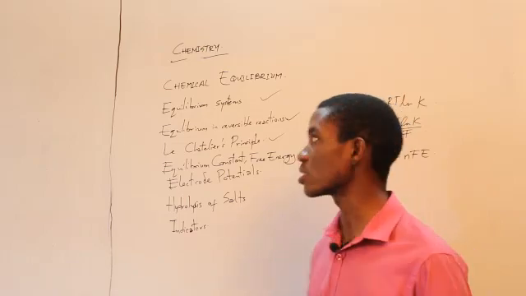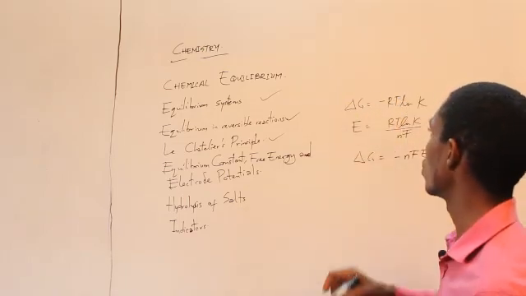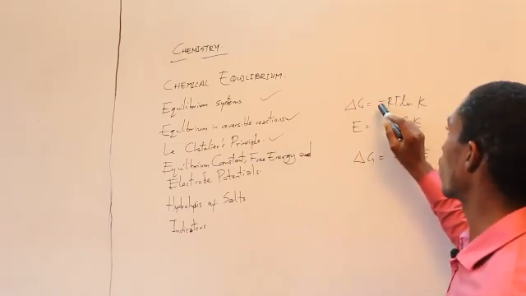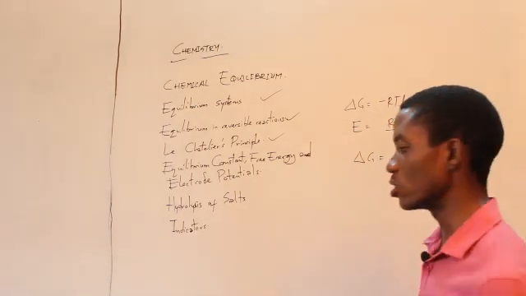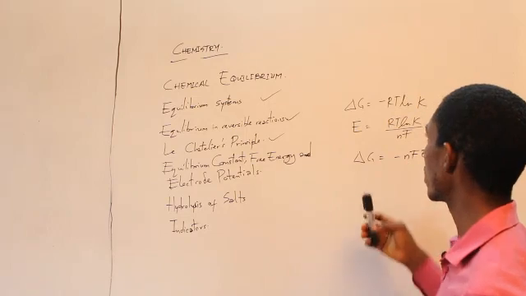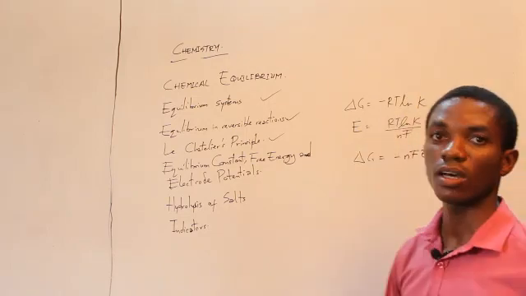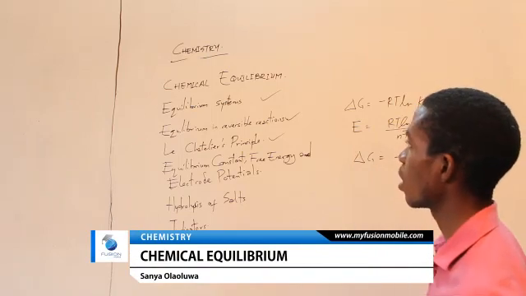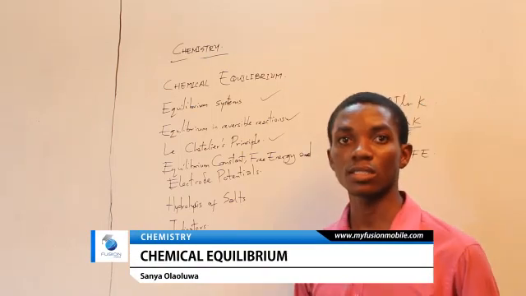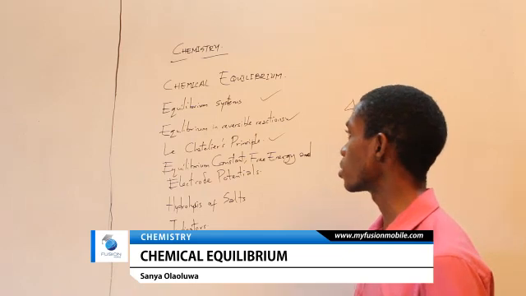it can be expressed as ΔG = -RT ln K, where G is the Gibbs free energy, R is the gas constant, T is temperature, and K is our equilibrium constant.